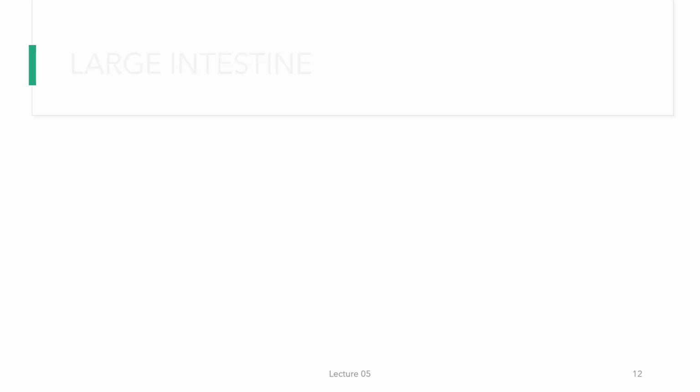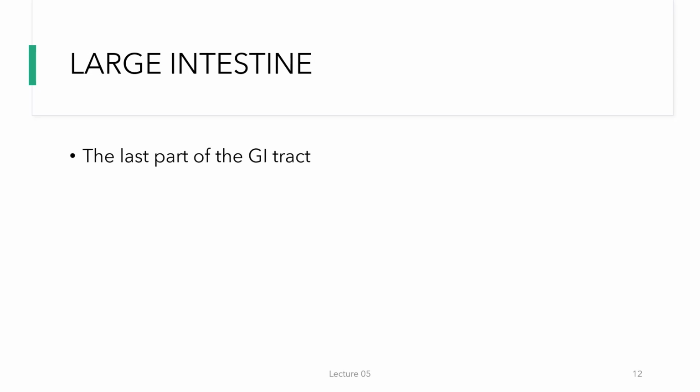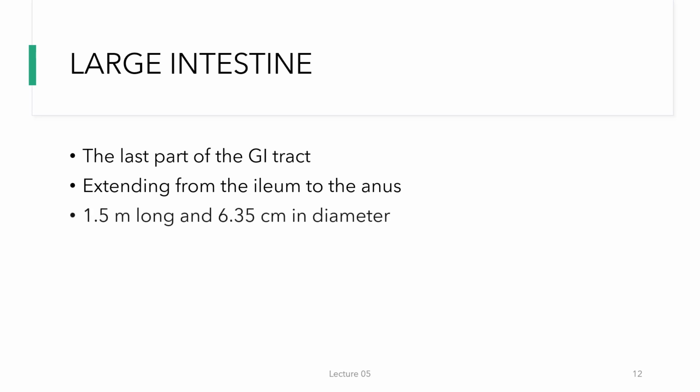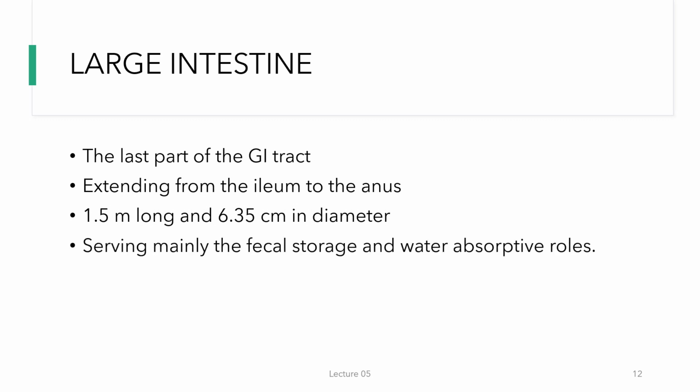The small intestine is followed by the large intestine. The last part of the GI tract is the large intestine, extending from the ileum to the anus, 1.5 meters long and 6.35 centimeters in diameter, serving mainly fecal storage and water absorptive roles. It is significant that no enzymes are secreted in the mucosa, and the last stage of digestion is primarily conducted by the resident bacteria.